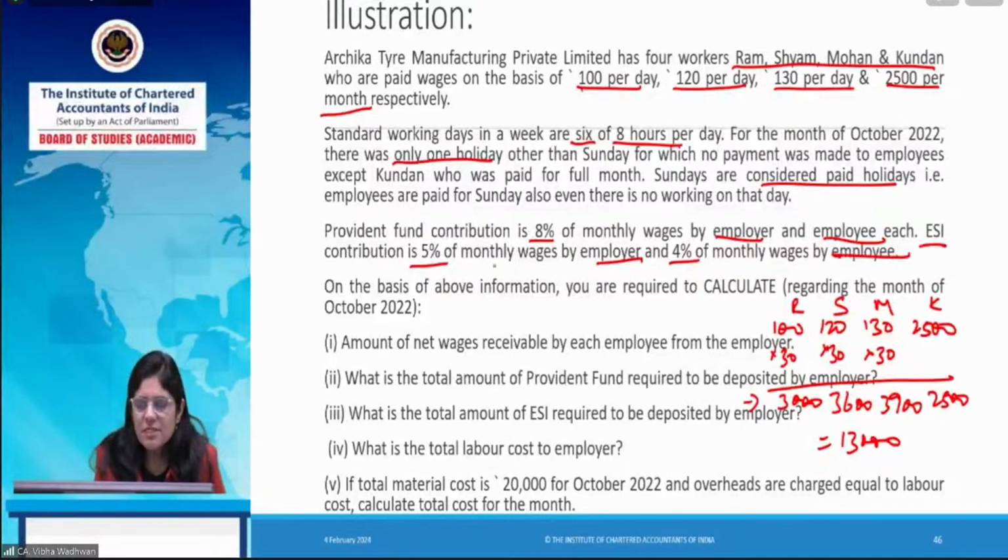PF 8% and ESI 4%. So just deduct this contribution from the workers. Provident fund contribution 8% and ESI contribution 4%. Just deduct, and you will calculate the net wages. Quickly, can I have the answer very quickly? Students, calculate the net wages.